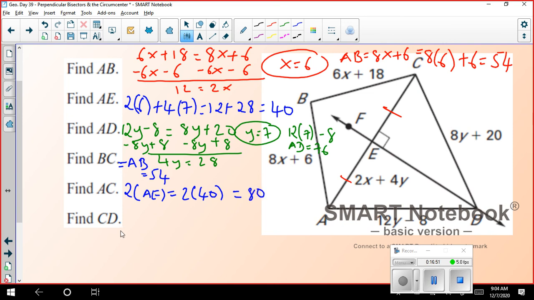And the last one, CD, is over here, is going to be equal to AD. AD we already found equals 76. Okay, this is all by perpendicular bisector theorem. Let's see the next slide.